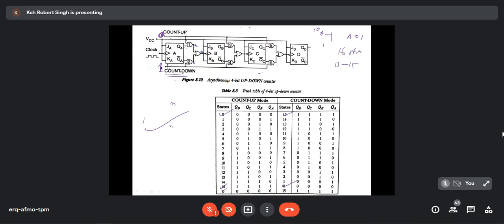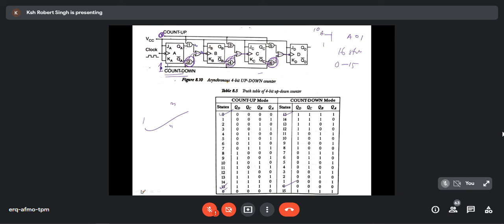Which particular AND gate will operate? This AND gate will operate. This AND gate will operate. This AND gate will operate. If this AND gate is operated, then what is going here? QA bar is going. QB bar is going. QC bar is going. Obviously, then it is a down counter.